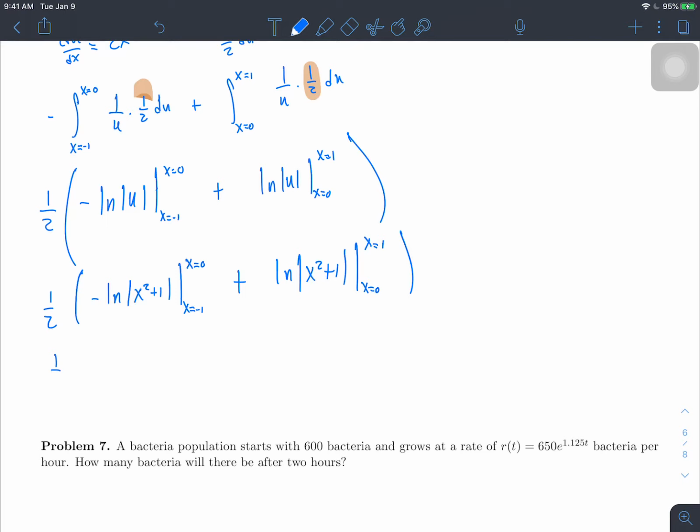So we'll get 1/2 negative ln of, first we plug in 0, we get 1, and then we will subtract, but since there's a minus sign, it means we'll add ln of, now we plug in -1, we get 2, and then we will add to that, where we plug in 1 first, so it'll be ln of 2, and then we'll subtract, when we plug in x equals 0, we get ln of 1.